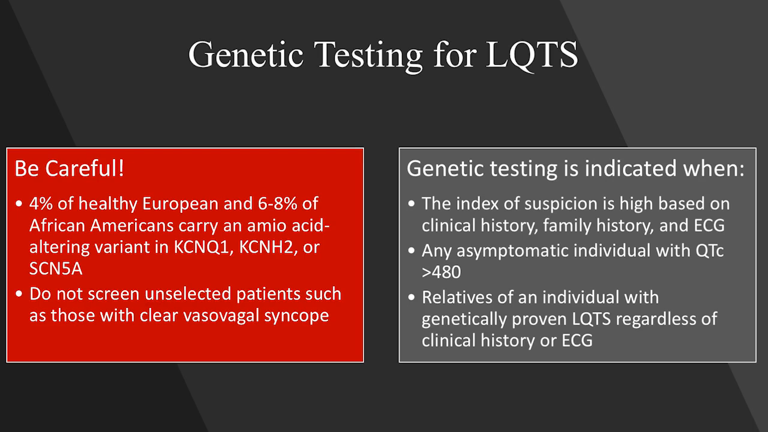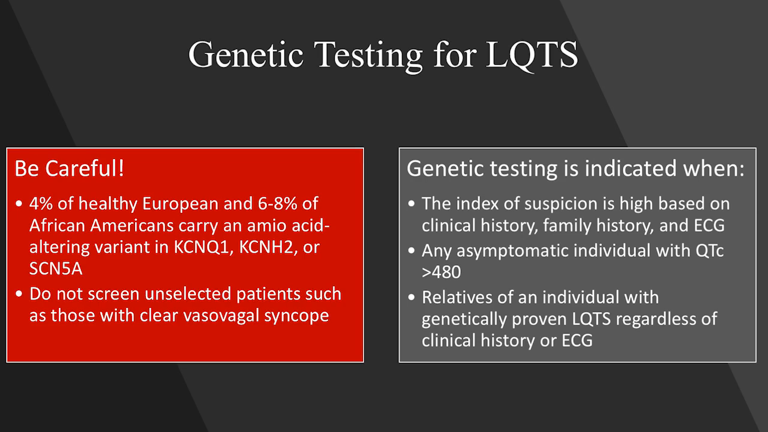And with genetic testing, I really want to say you've got to be careful. 4% of Caucasians will carry an amino acid altering variant of one of these three long QT 1, 2, or 3 genes. It doesn't mean it's just a normal allele, but you've got to be careful that you don't overdiagnose that. And don't screen people who have clear vasovagal syncope. If you do that, you're going to start making the diagnosis of long QT syndrome, and it messes up the whole family. So you do it only when it's appropriate.